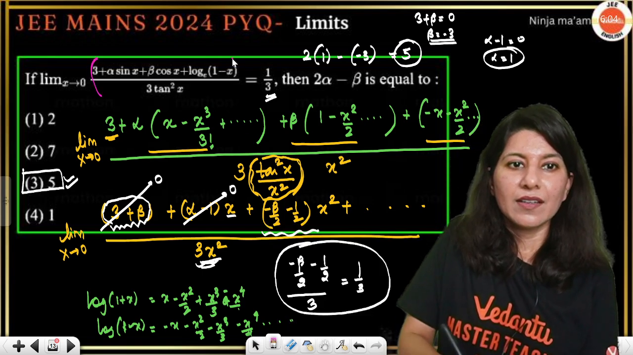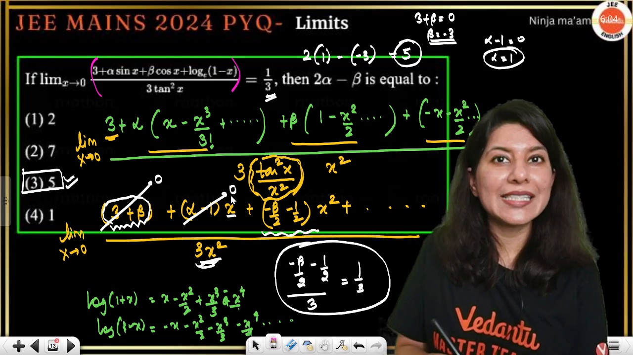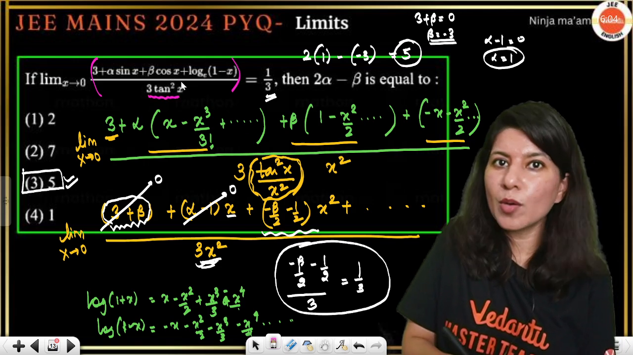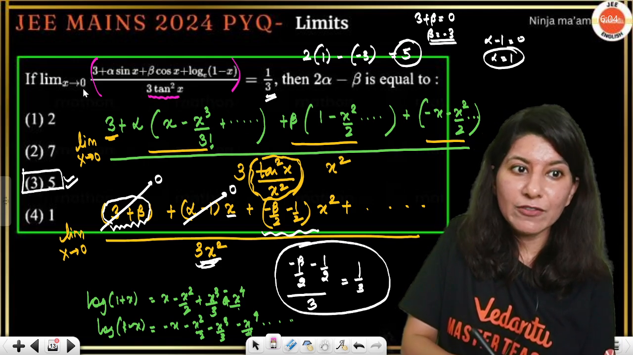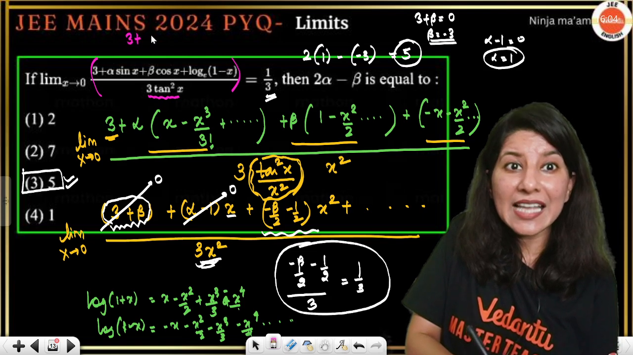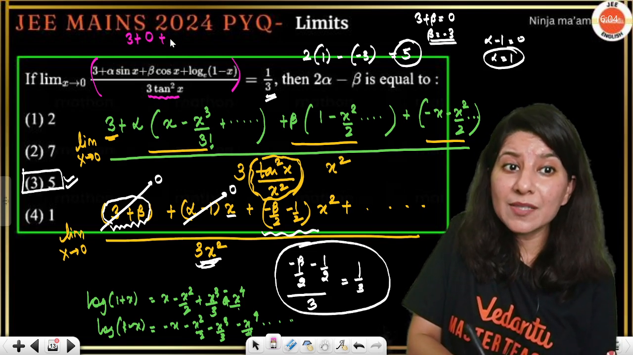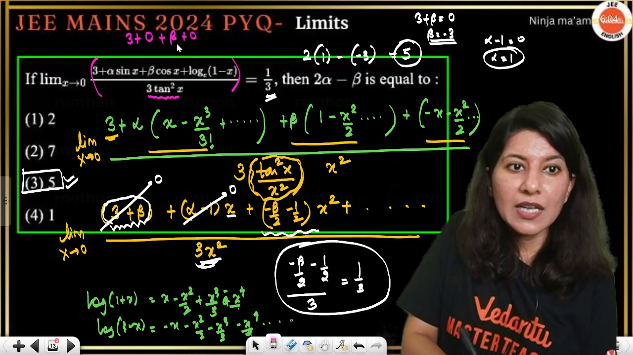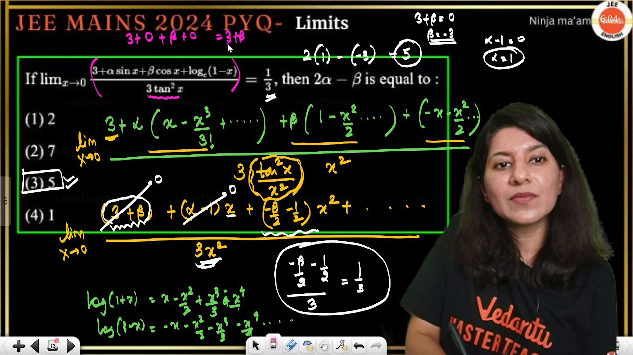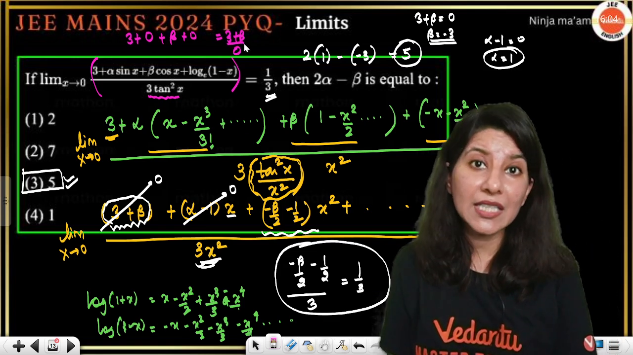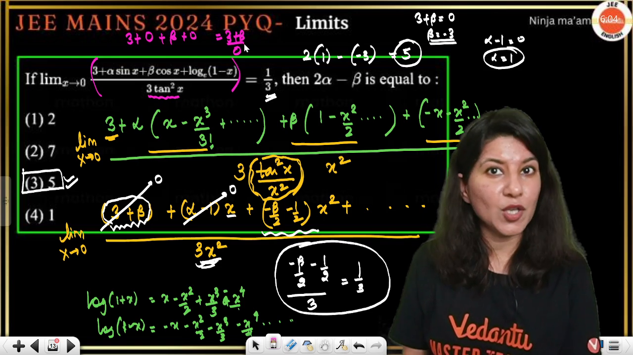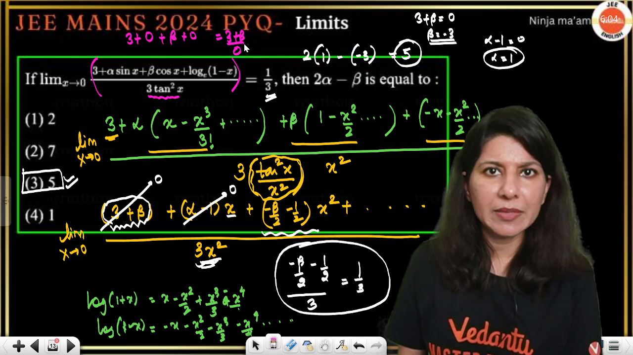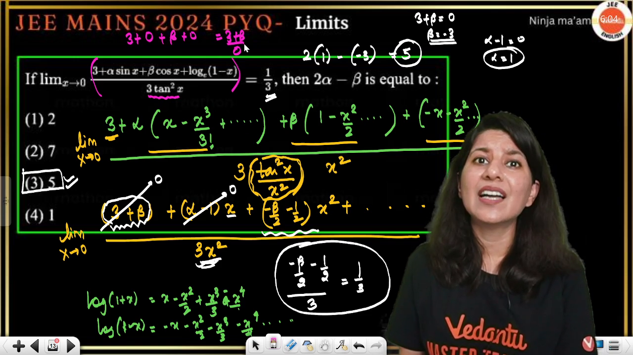See, in here, directly you just tell me which form is this, limits form. Obviously, 3 tan square x, so the denominator is becoming 0. What about the numerator? If you put x equals to 0, this is 3 plus alpha sine 0, so 0, plus beta cos x. Cos 0 is 1, so plus beta, and log 1 minus log 1 is 0. So the numerator is coming 3 plus beta, denominator is 0. Now, if you want this limit to become an indeterminate form, because then only your limit will exist. If this is not an indeterminate form, then it will become infinity. Obviously, 3 plus beta has to be 0.